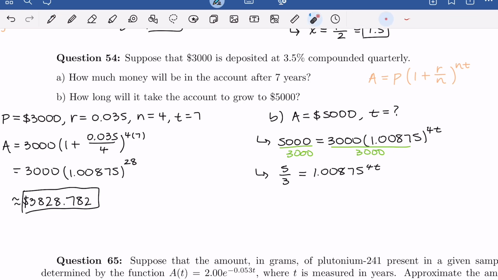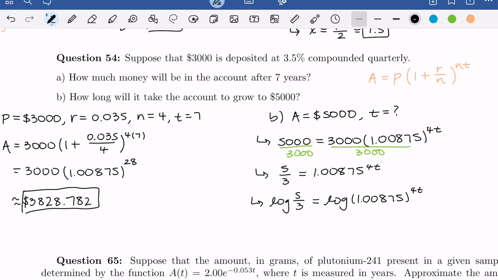Now we know that if we want to solve for a variable in an exponent or an exponential expression like this here, we can use our log properties. So let's take log on both sides of this equation here. So we're going to have log of 5/3. It's going to be equal to log of this guy.